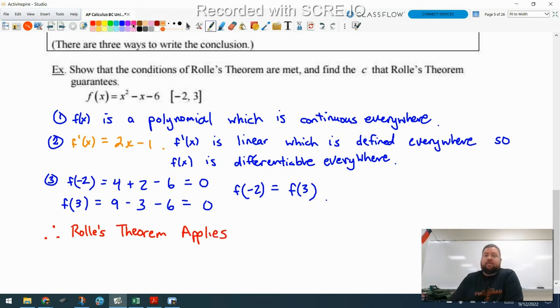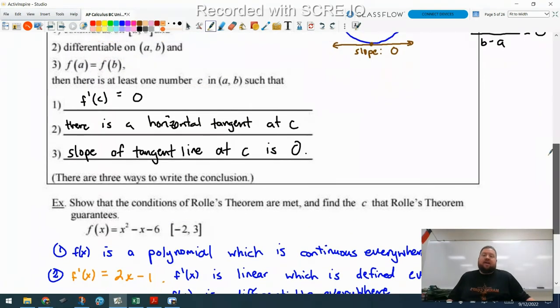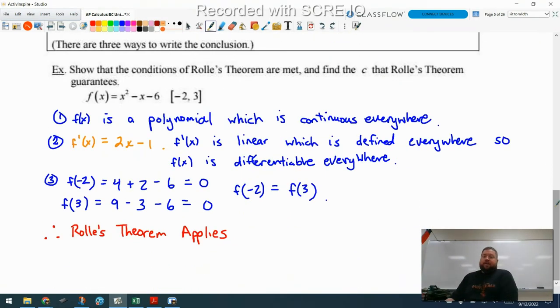All right, and then we can finish our conclusion. Usually with intermediate value theorem, we'd be done. That would be our conclusion that IVT applies. But here we can say that Rolle's theorem applies, but then we still have to say the conclusion. We still have to say that f prime of c is equal to 0. So therefore Rolle's theorem applies and f prime of c is equal to 0.